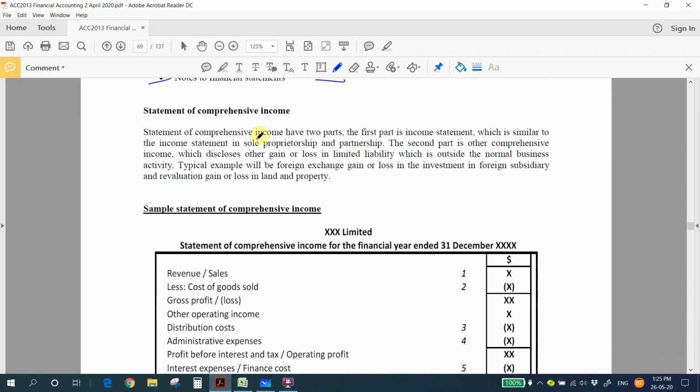So what is the statement of comprehensive income? It has two parts. The first part is the income statement, which is similar to the income statement in your sole proprietorship and partnership. The second part is the other comprehensive income, which discloses other gains or losses in a limited liability company outside the normal business activity. Typical examples will be foreign exchange gains or losses on the investment in a foreign subsidiary, and revaluation gain or loss on land and property.